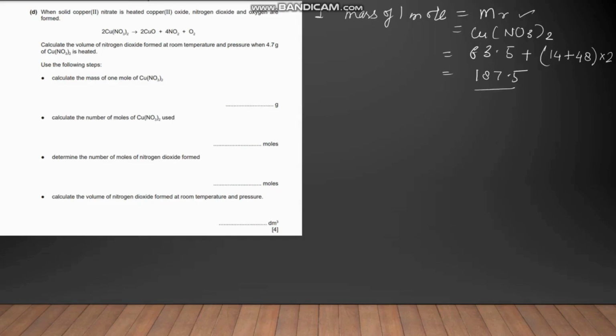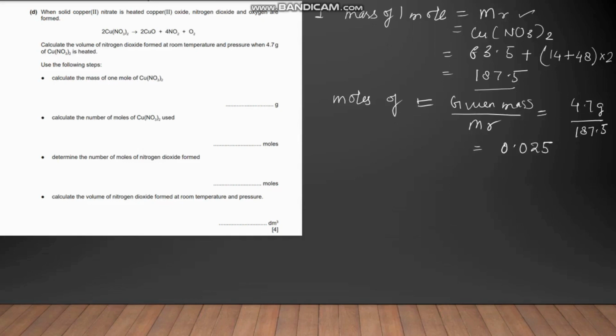The second step says calculate the number of moles of copper nitrate. So moles of copper nitrate will be given mass upon molar mass. The given mass for the copper nitrate from the question is 4.7 grams. So 4.7 grams divided by the molar mass 187.5, and the number of moles will come out as 0.025.